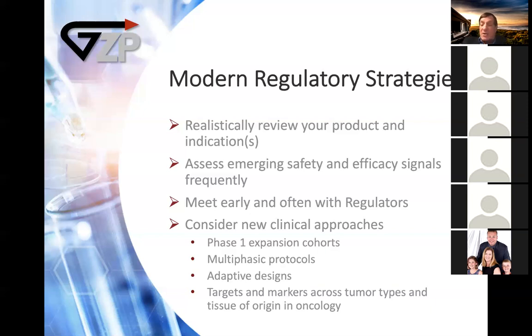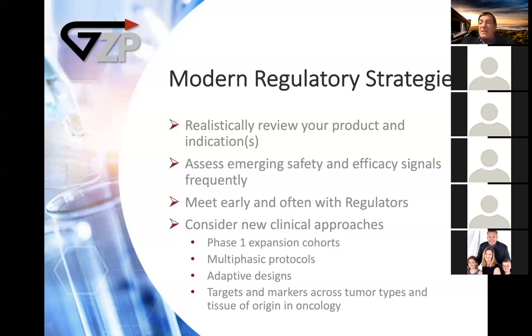Adaptive designs, targets and markers across tumor types and tissue of origin in oncology. This is emerging and very, very important. It used to be that if you had a brain tumor or a lung tumor or a soft tissue sarcoma of the arm, those were considered very discrete diseases. Now we know that certain types of breast cancer have a great deal in common with certain gastrointestinal stromal tumors in terms of the targets, in terms of how the tumors begin and grow. And you have agents which can act against what used to be considered diversely different disease entities, but in fact have the same type of histology and the same type of responsiveness.